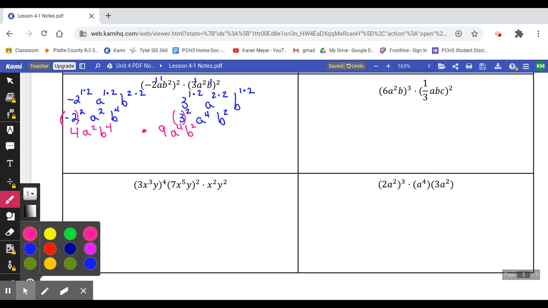So now we've got it down to multiplication. So for multiplication, go ahead and multiply your coefficients. So 4 times 9 is 36. And when you're multiplying, you add your exponents. So 2 plus 4 is a to the 6th. And b would be 4 plus 2, which would be b to the 6th.